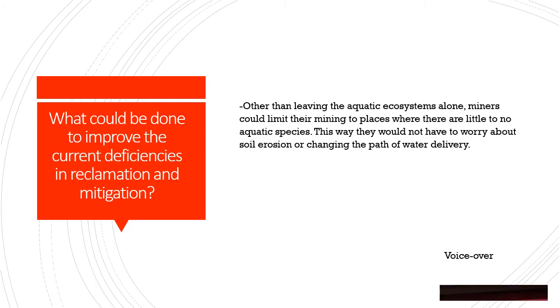What could be done to improve the current deficiencies in reclamation and mitigation? Other than leaving the aquatic ecosystems alone, miners could limit their mining to places where there are little to no aquatic species. This way, they would not have to worry about soil erosion or changing the path of water delivery.